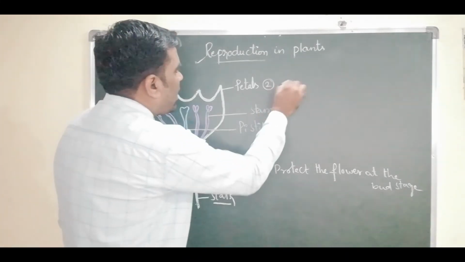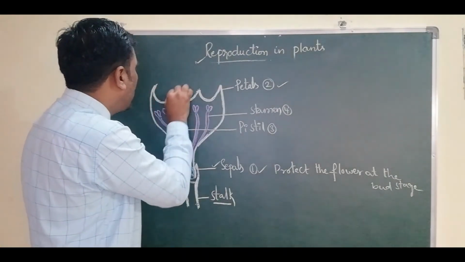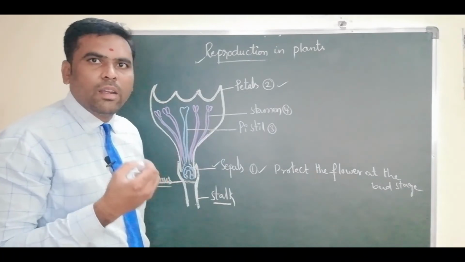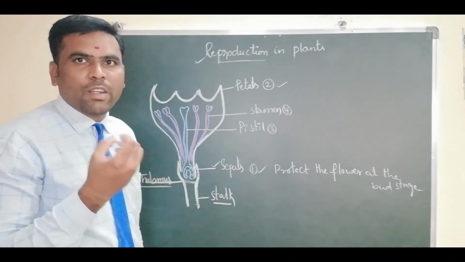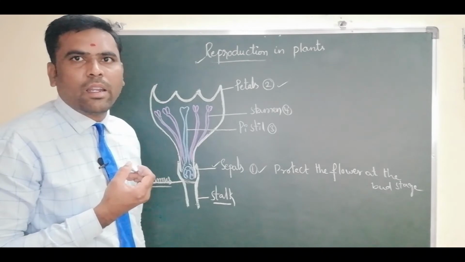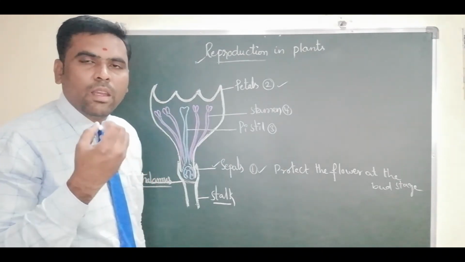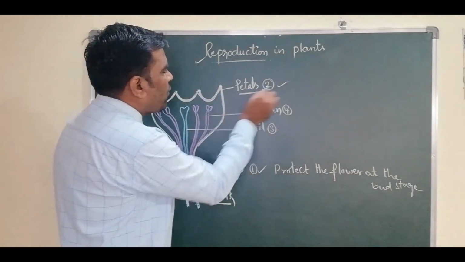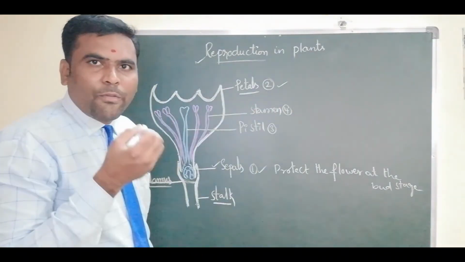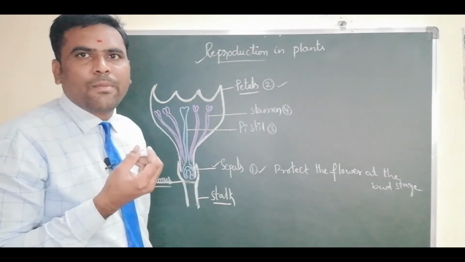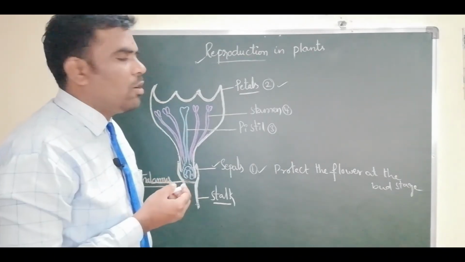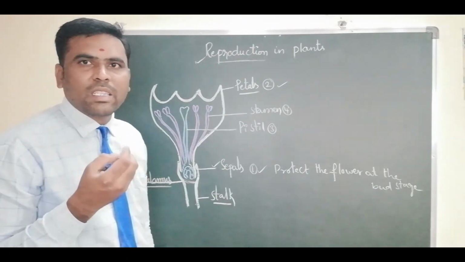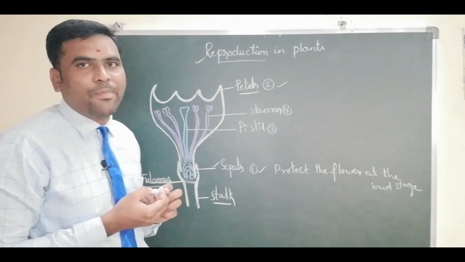Next, petals. So these are the petals. The petals are different in color. Some flowers are red in color. Some flowers produce green petals. Some flower petals are yellow, blue, different colors. So why are the petals in different colors? Mostly the petals attract insects for pollination, and they also produce good fragrance. Due to that, most insects and birds are attracted to flowers.